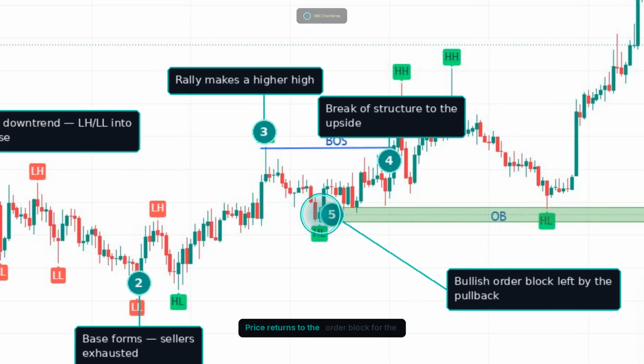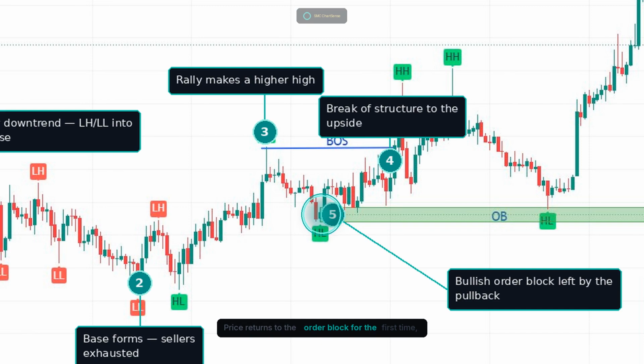Price returns to the order block for the first time, tagging the upper edge of the green band. The higher low label on the zone tells the story, the pullback holding above the prior swing low, keeping the uptrend intact. The zone does its job, price touches it and turns back up. But a single hold is encouraging, not conclusive. Plenty hold once and fail next time. The first tap establishes there's demand here, not yet whether it's durable.